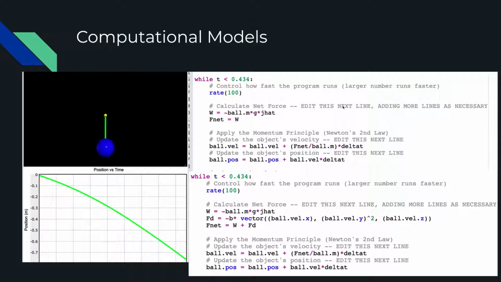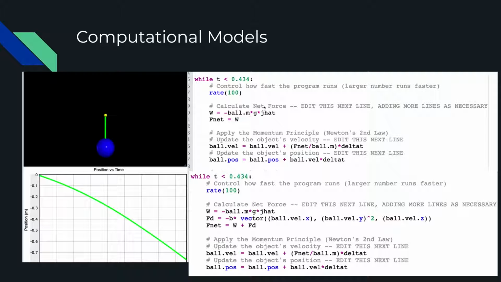For my computational models, we used a program called GlowScript. The first thing that I had to do was put in my initial conditions, which included the mass of the ball, the initial position, and the initial velocity, which was 0 because it started from rest. And then I had to put in the acceleration caused by gravity on Earth, which is negative 9.8 meters per second squared. That was all I had to do for the first model. For the model that incorporates drag, I also had to add a proportionality constant. As we can see over here, here is how we incorporate the momentum principle into our model.